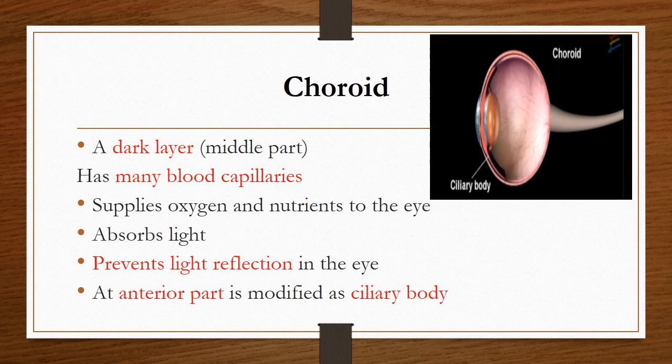At the anterior part, the choroid is modified as ciliary body. So the middle coat, the dark layer. It's the nutritive layer because it supplies oxygen and nutrients to the eye. And it also prevents internal reflection.